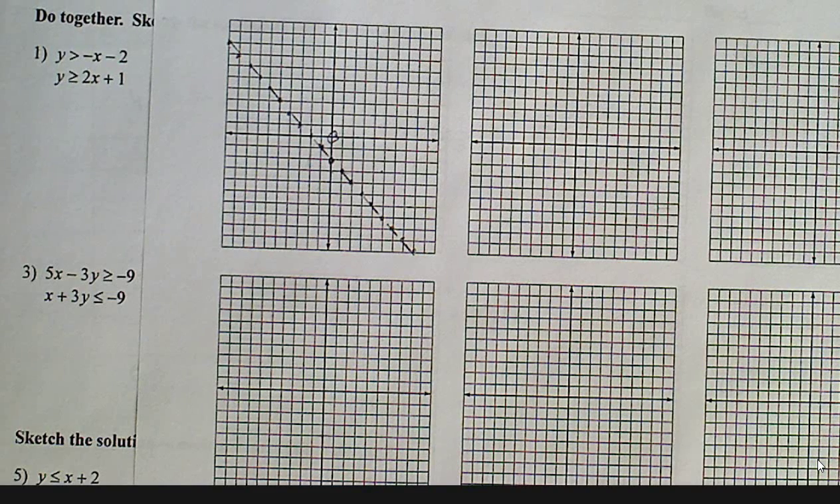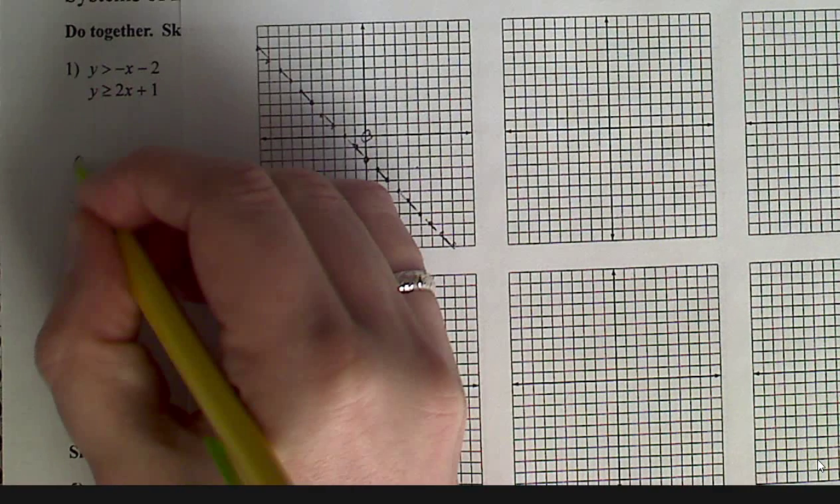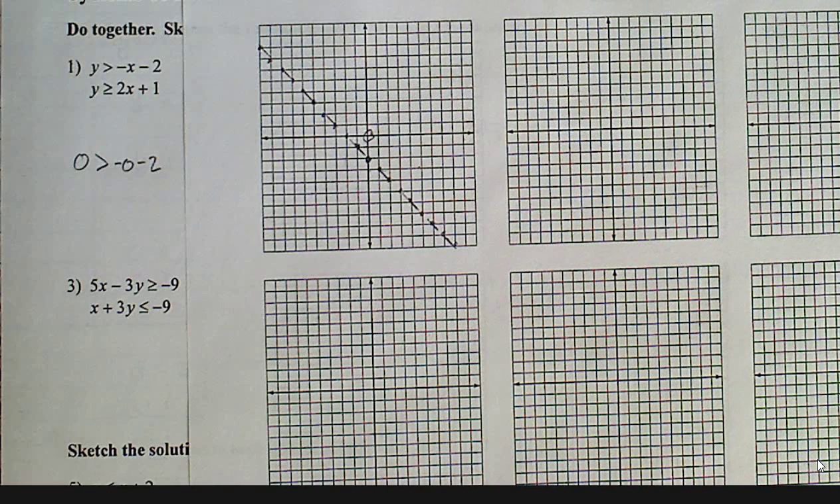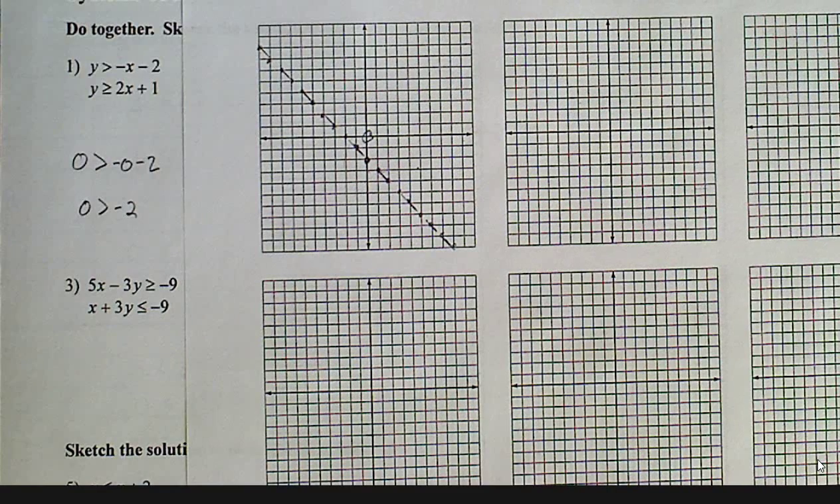And then, can I use 0, 0 as my checkpoint for this one? Yes. Okay. So if I put 0, 0 in, I'm going to do 0 is greater than -0 minus 2. So -0 is still just 0. And what's 0 minus 2? -2. So is 0 greater than -2? Is that true or is that false? True. So that means I'm going to shade where 0 is.